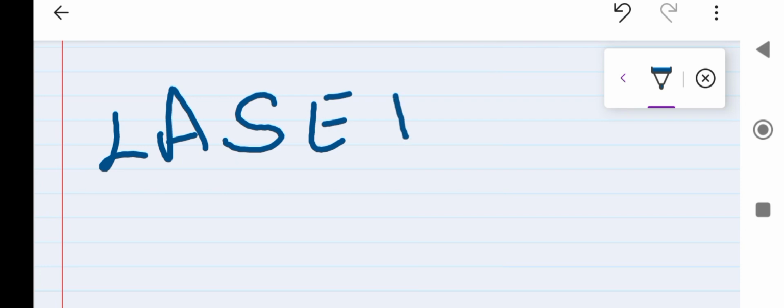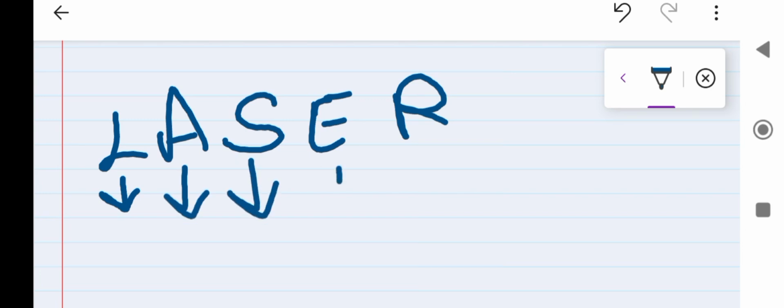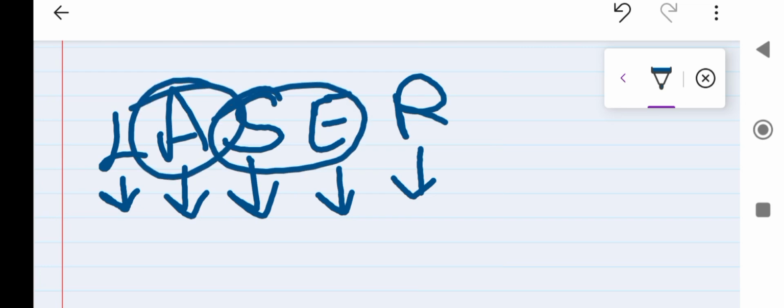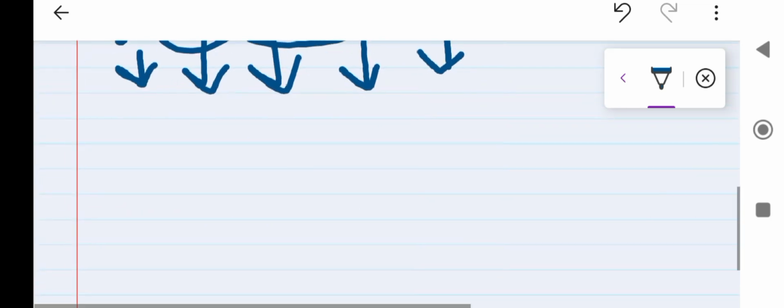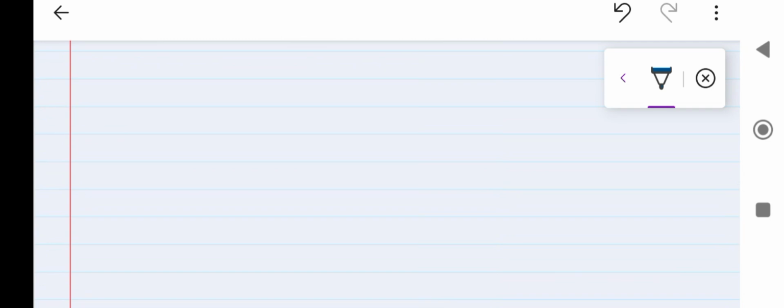The name of the chapter is Laser and Fiber Optics. So the full form of laser, let's see. Light amplification by stimulated emission of radiation. I will be telling you what is stimulated emission, what is amplification, all that. Okay. So, interaction of radiation.